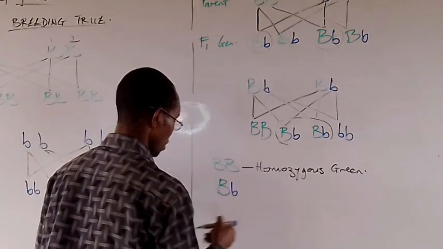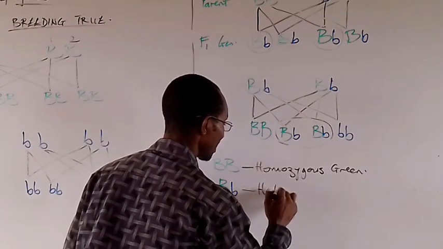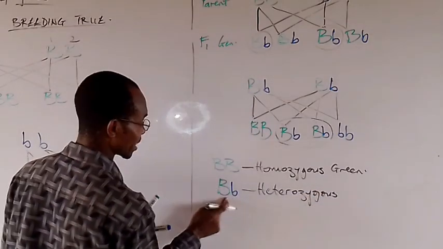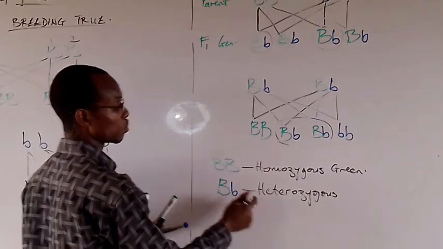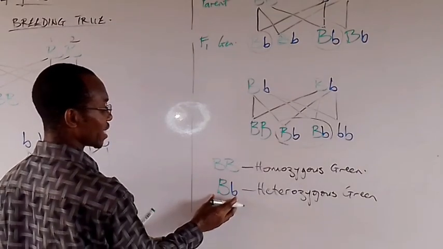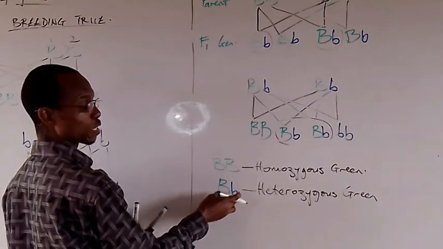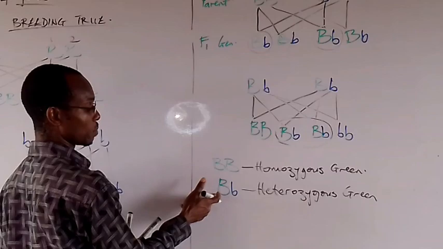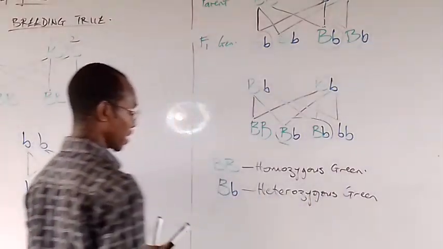we have it to be heterozygous. This one is heterozygous, but green, because this capital B here, which is green, is going to mask the small b. So it is going to be heterozygous because we have 2 alleles here expressing 2 different traits. So this capital B here is depicting green, while the small b is depicting blue. So that is why we call it heterozygous.